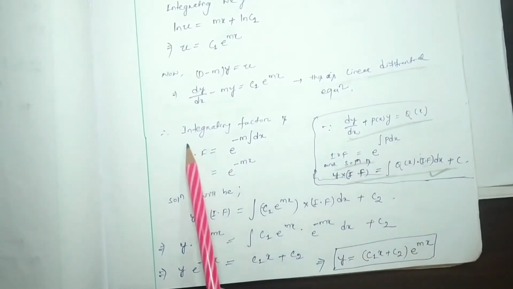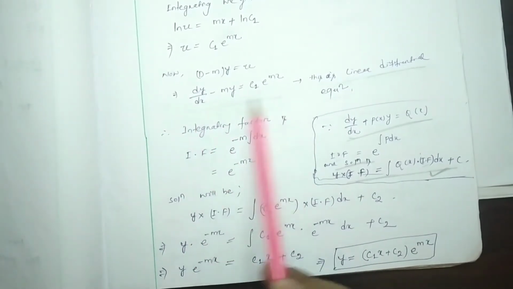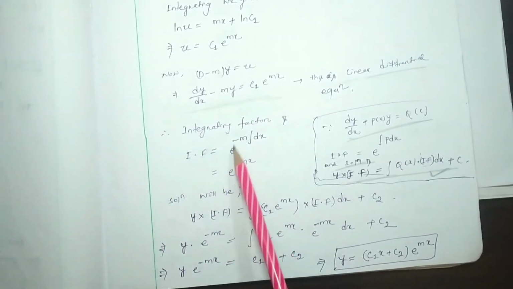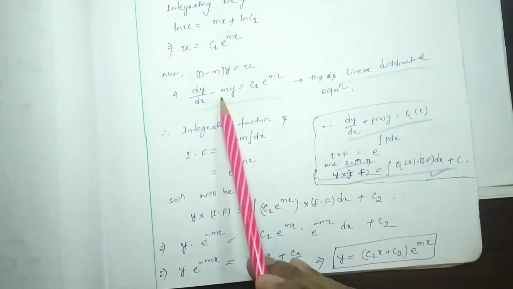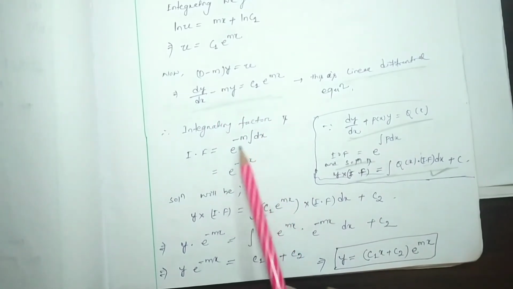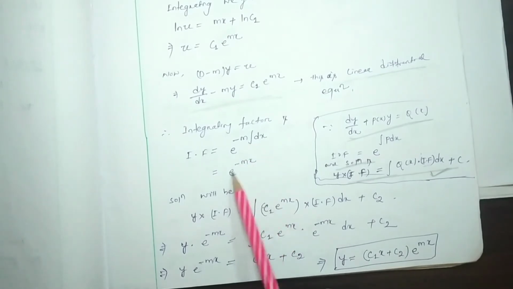So what is the integrating factor for this one? The integrating factor will be e to the power integration of P dx. Here P is nothing but minus m, so minus m dx. If we integrate, it will be e to the minus mx.